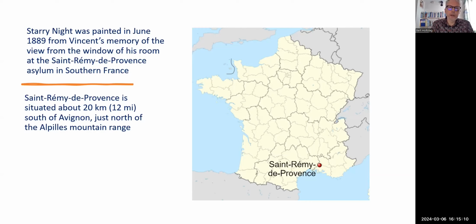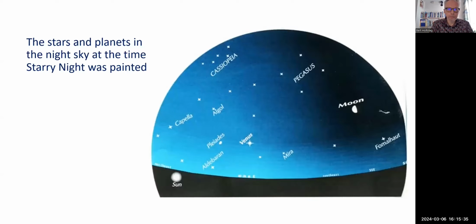In the southern part of France, he was located in the asylum for the treatment of his troubles and disease. And this Saint-Rémy-de-Provence is about 20 kilometers south of Avignon, so it's really in the Provence. But it is also influenced by the mountain range, what's called the Alpilles mountain range.